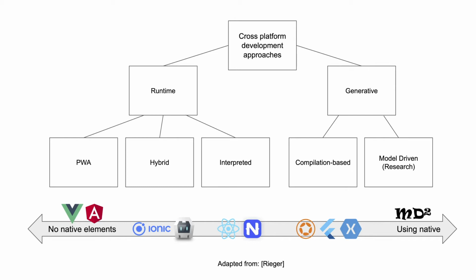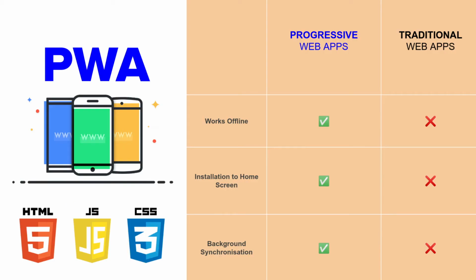Looking down from the top, cross-platform frameworks can be differentiated by the amount of native application elements and whether the framework primarily focuses on generating code or relies on external runtimes. Hybrid, interpreted, and PWA approaches typically rely on the JavaScript engine, while compilation and research-based model-driven approaches focus on creating native code applications. Progressive web applications, or PWAs, are cross-platform web applications defined using the three core technologies of the web: HTML, CSS, and JavaScript.